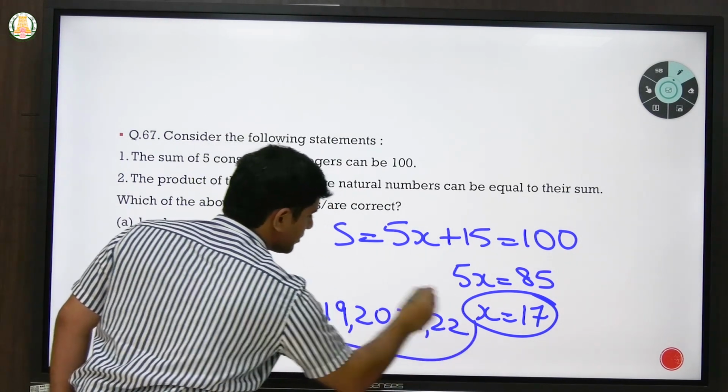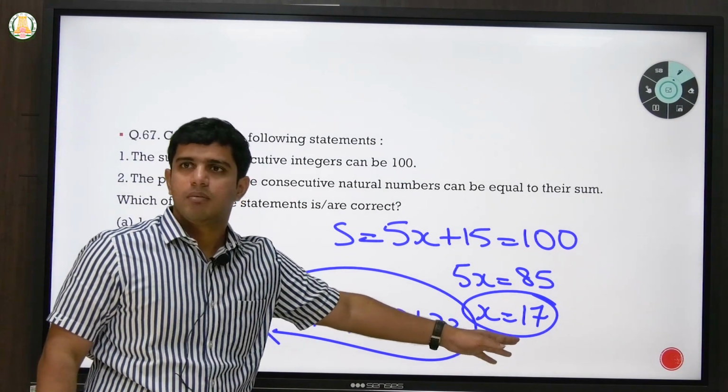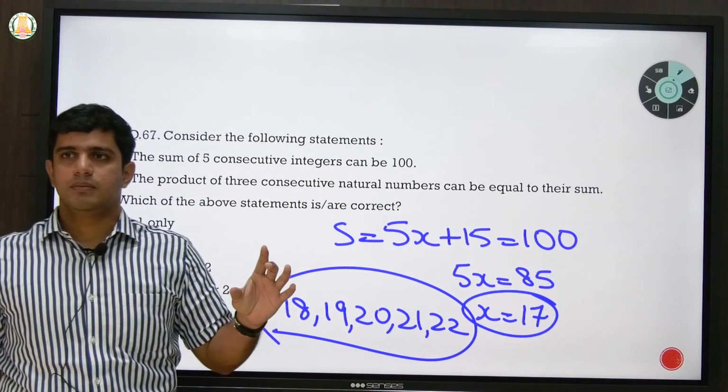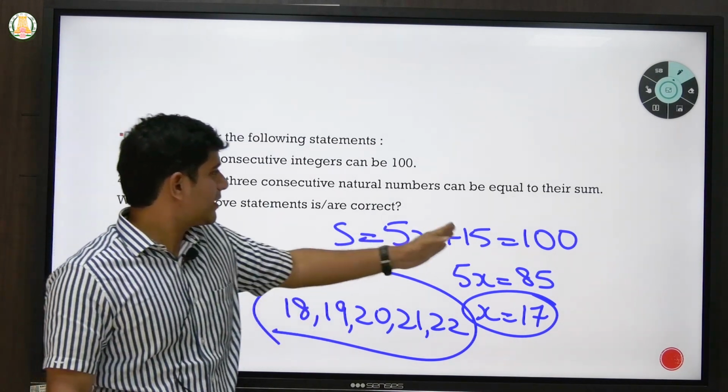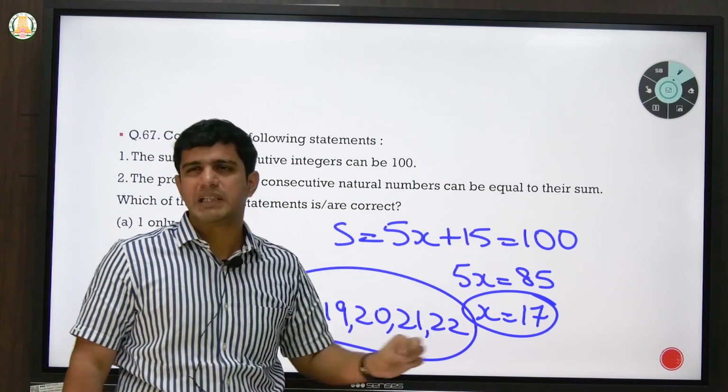Again I got the same set. Only that earlier x was 20, now x is 17. But this depends on the form you have chosen. But here if you see, it is 5x plus 15 equal to 100. So this equation is a little difficult.